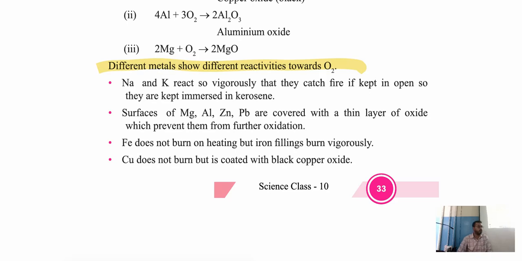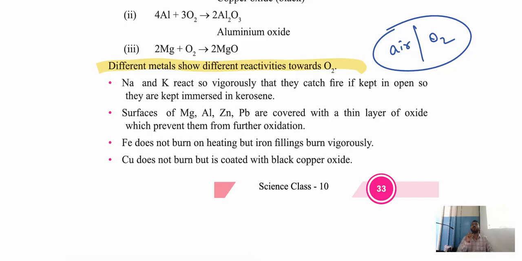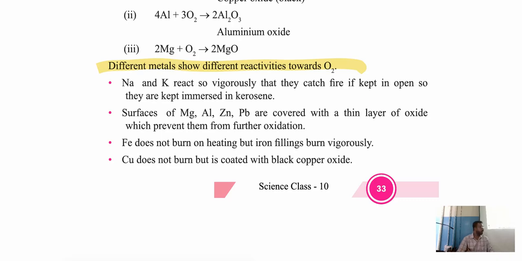This will be a give-reason question: why is sodium preserved in kerosene? Because it reacts vigorously with air or oxygen. One more thing: whenever I use the word air, air is nothing but oxygen here. Don't get confused. When I say sodium reacts with air, it is reacting with oxygen. That is the meaning. Air means oxygen. So sodium and potassium react so vigorously that they catch fire even if kept open, so we store them immersed in kerosene.